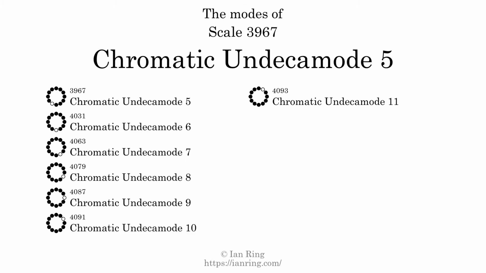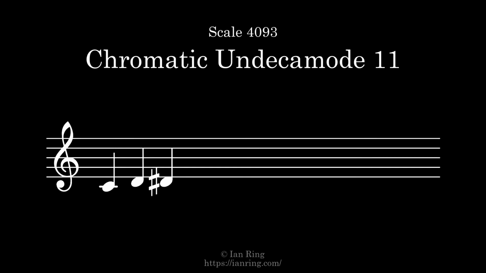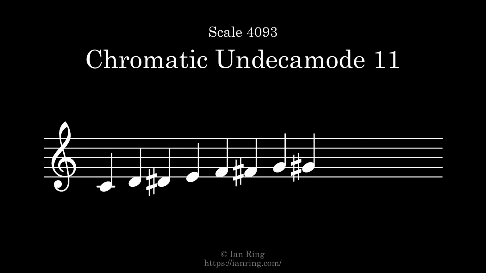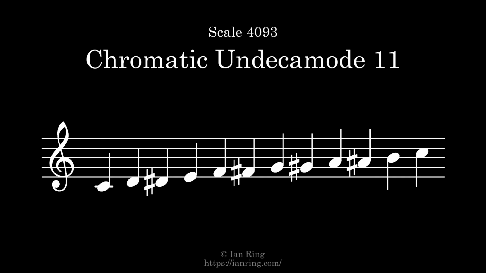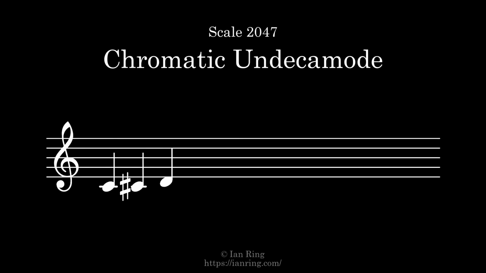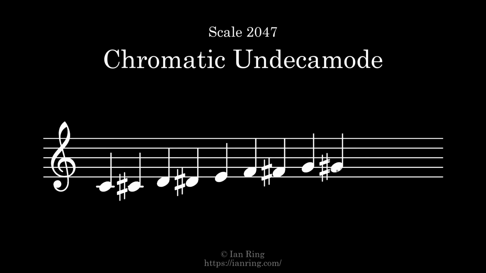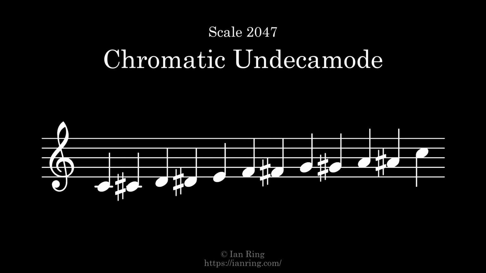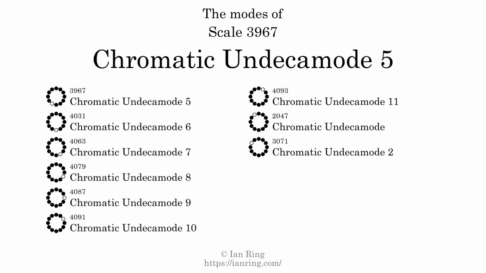The seventh mode is scale 4093, also known as Chromatic Undecamode 11. It sounds like this. The eighth mode is scale 2047, also known as Chromatic Undecamode. It sounds like this. The ninth mode is scale 3071, also known as Chromatic Undecamode 2. It sounds like this.